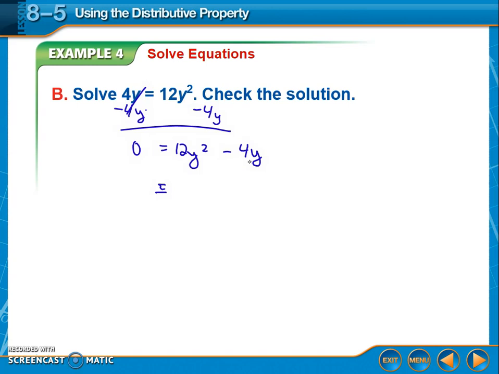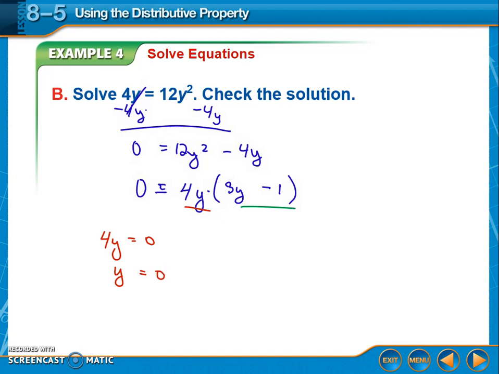So if I look at this, what's common to both of them? Both of them have 4y. If I pull out 4y, I'm left with 3y and then minus 1. And if this is equal to 0, now I have two things multiplied together. So either this is going to be equal to 0 or this is going to be equal to 0. Let's say 4y is 0. Then we solve that for y, dividing by 4, and we get y is 0.